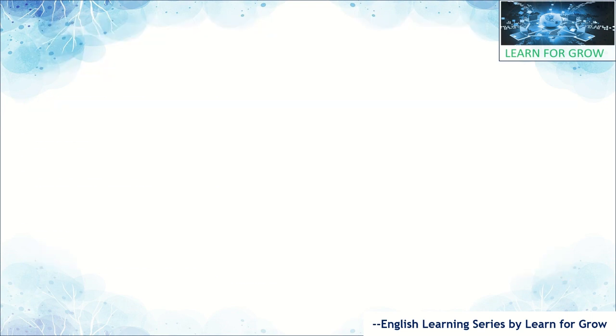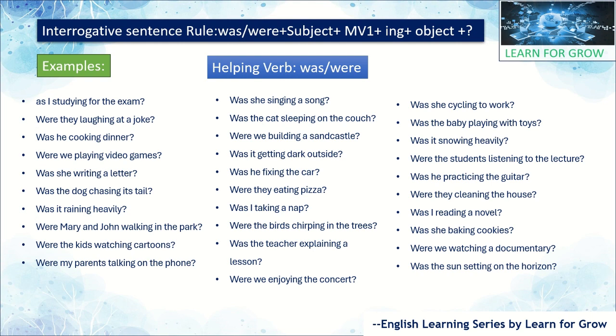These are the examples of interrogative sentences. From here what we observe is we need to interchange, because we need to put "was" or "were" as a helping verb, after that subject, main verb form 1 plus "ing", object, and at the end we need to put a question mark. This is only about the interrogative sentence rule.